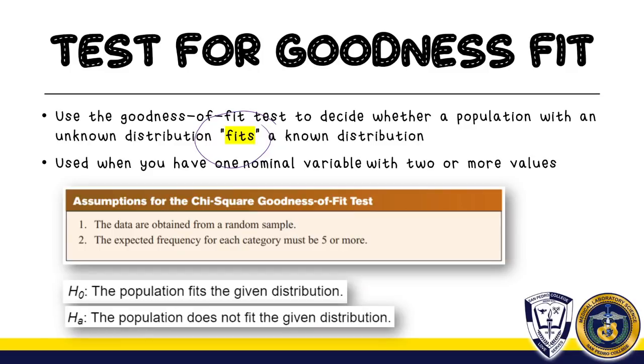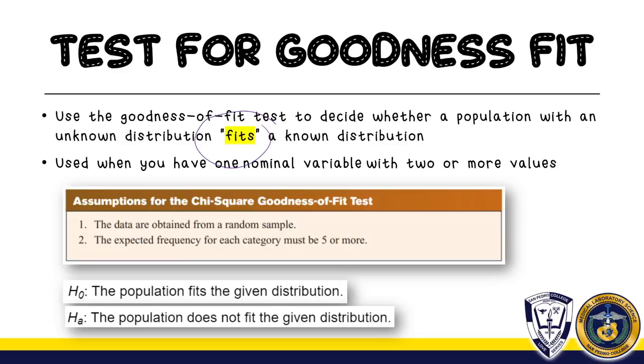Then this is how we present our null and alternative hypothesis. But then again, it's not exclusively like that. You have the freedom in terms of how you will state your null and alternative, as long as the thought is there. So the null: the population fits the given distribution. For the alternative: the population does not fit the given distribution.